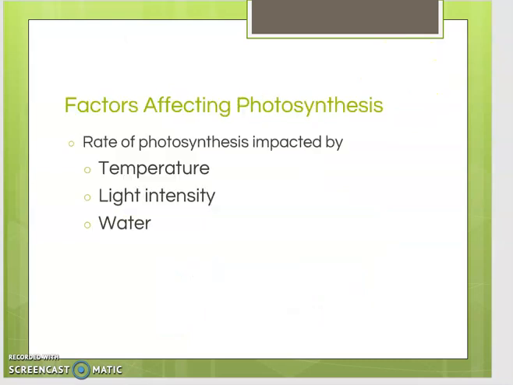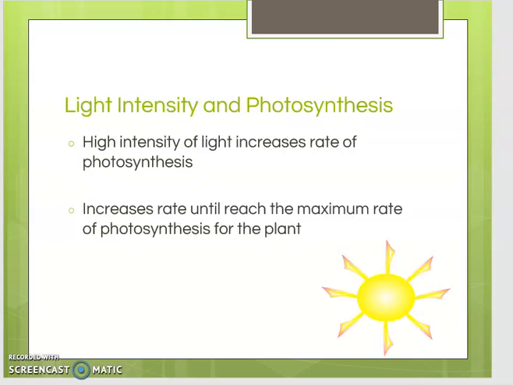Some factors that affect the rate of photosynthesis include temperature, light intensity, and water. As you might imagine, if you have less water, then you're going to have lower rates of photosynthesis because the light-dependent reactions are not going to be able to take place. For light intensity, a high intensity of light is going to increase the rate of photosynthesis until it reaches a maximum rate.